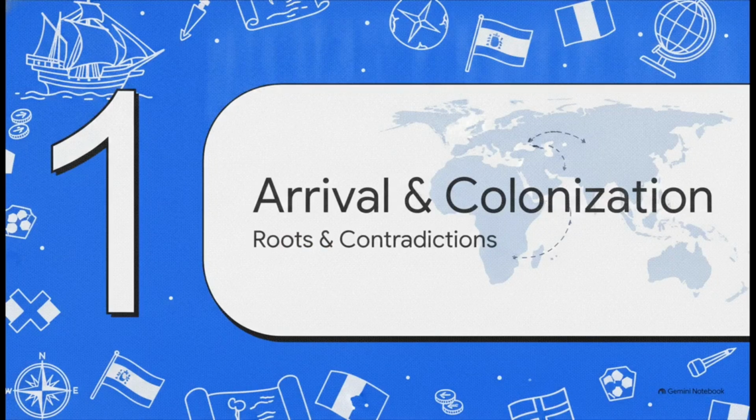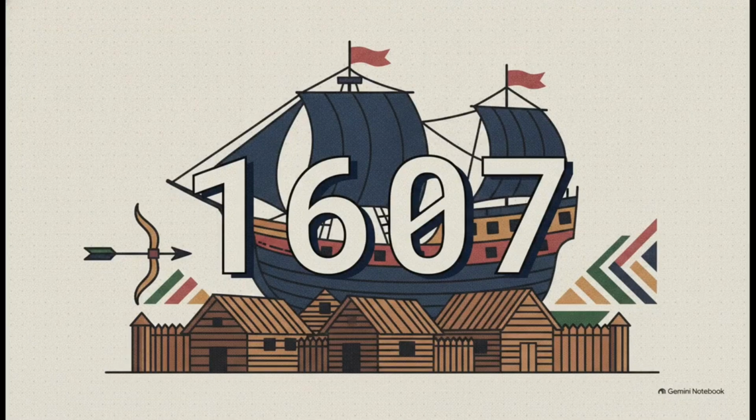Section 1. Arrival and colonization. The roots of a nation and its contradictions. So think back to the intense European scramble for territory right after Christopher Columbus's voyages. The year 1607 is a massive turning point. It marks the establishment of Jamestown, Virginia. But let me tell you, it wasn't glorious at all.